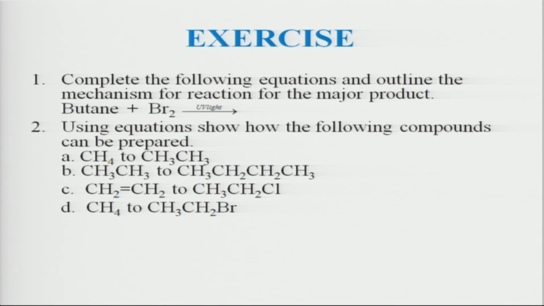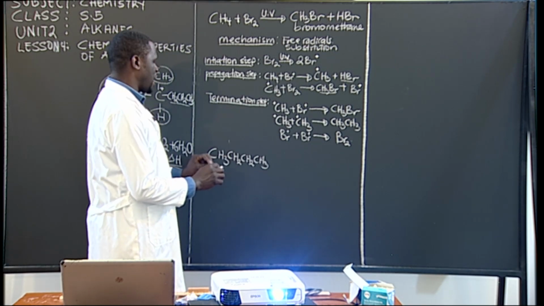Let's take an example now. Let me give you a small illustration here. Our number one. Just look here. So we have here butane. Butane is CH3, CH2, CH2, CH3. So that is our butane. Hope you are following and you're enjoying our lesson.